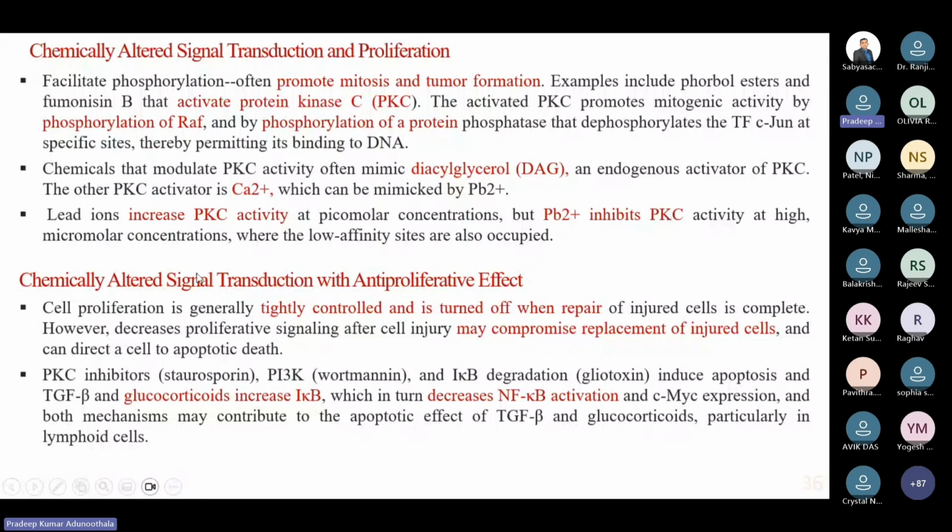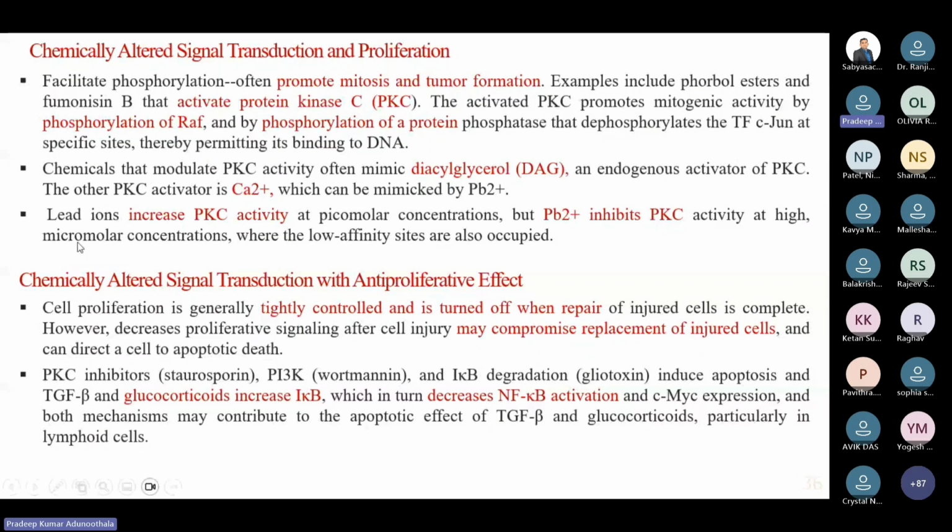The next step, chemically altered signal transduction with anti-proliferative effect. So here cell proliferation generally has a tight control, then that would be turned off when repair of injured cells is completed. For example, if any cells got injured, in that case the cell proliferation starts, and that cell proliferation has to be stopped tightly after the recovery of the cells. However, in this process, if there is a decrease in proliferative signaling after cell injury, then the replacement of the injured cells will be compromised, and that can direct a cell to apoptotic death.